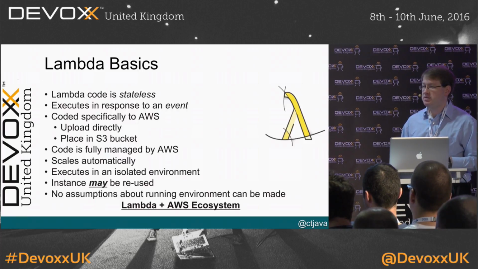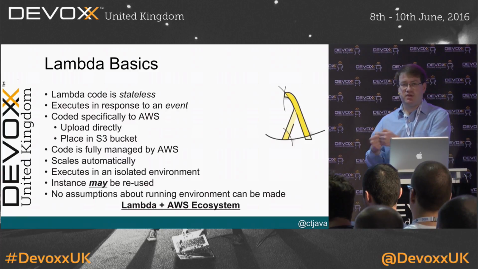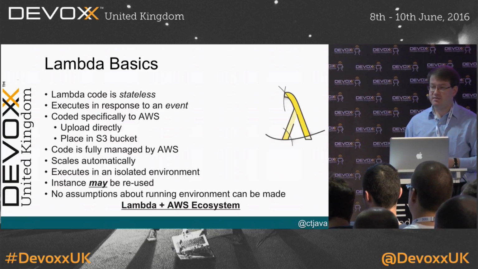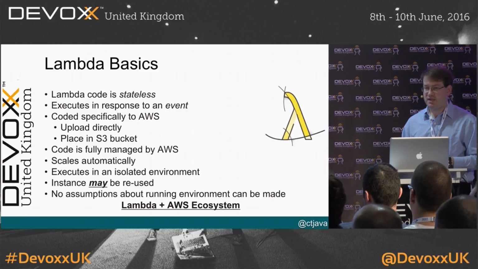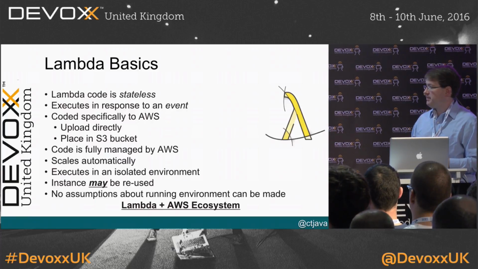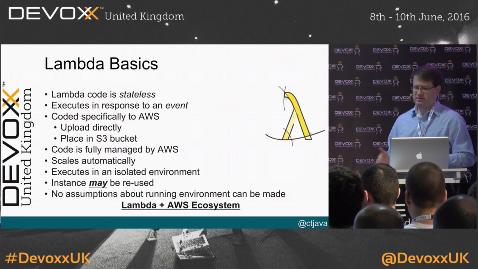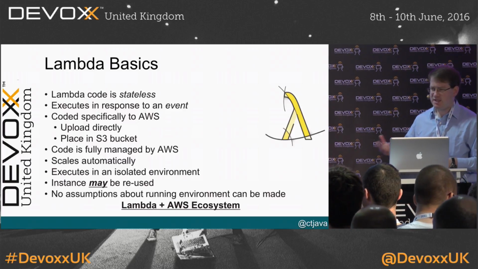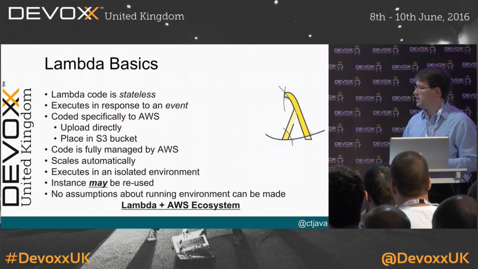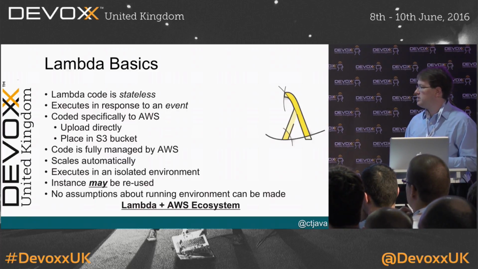It scales automatically, which means that when an event comes in to execute your code, Amazon instantiates it and runs it for you. You don't actually have to set anything up. It executes in an isolated environment, so you don't exactly know where it's executing or what type of exact environment it has. Instances may be reused. So if a Lambda function executes once every couple of days, obviously it's probably not going to be reused. Amazon will probably destroy it and then reinstantiate it later. You really can't make any assumptions about the execution environment.